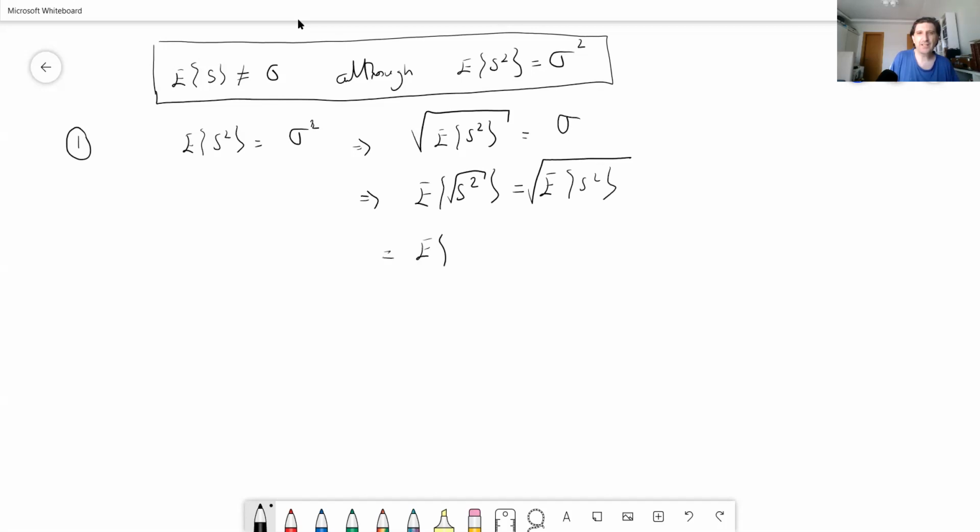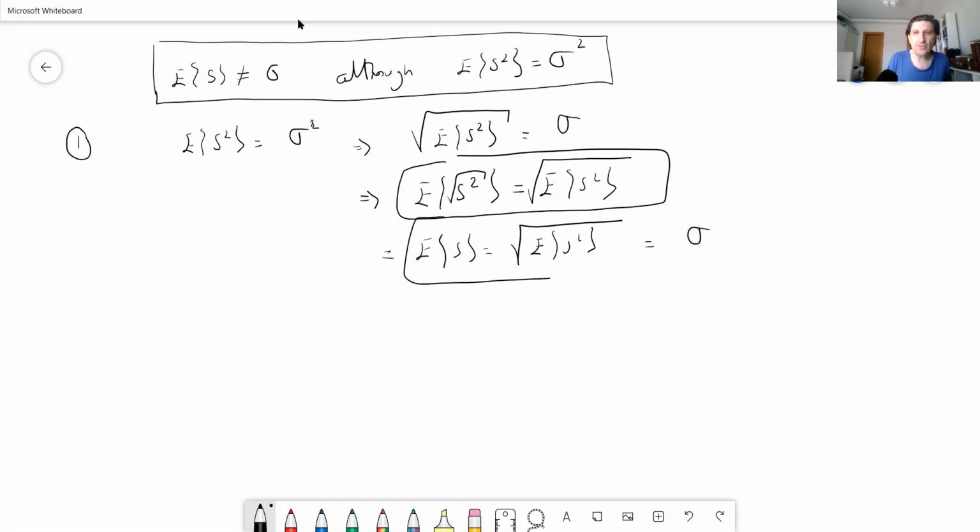So that expected value of S is going to be equal to the square root of expected value of S square, which is going to be equal to sigma square. Unfortunately, this statement, and of course this corresponding statement, is incorrect. Therefore, they are not generally equal to each other.